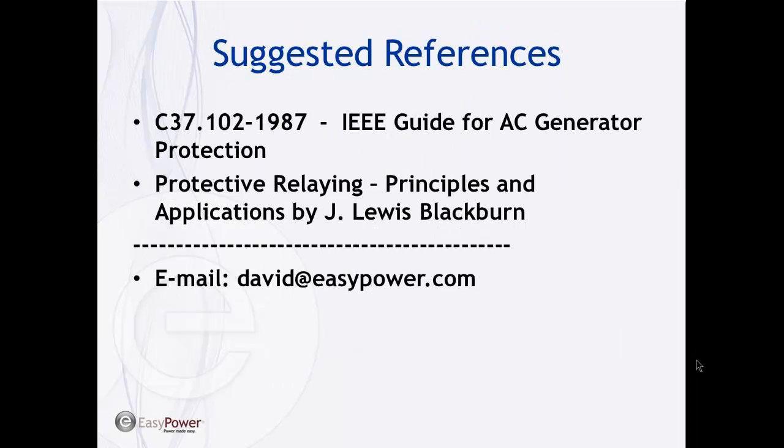All right, so suggested references if you want more information. The kind of Bible that we go by is the IEEE Guide for AC Generator Protection, C37.102. As far as a text, if you're interested at all in protection or protective relaying, I would recommend the Protective Relaying book by J. Lewis Blackburn. And I'm sure if you go to search for this at Amazon, you'll find it.